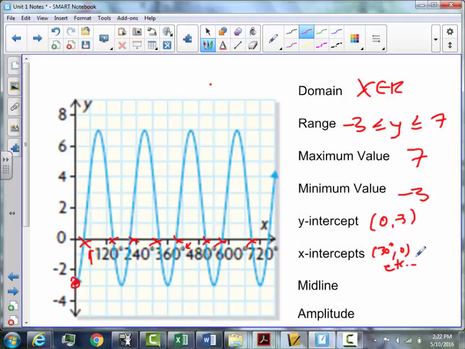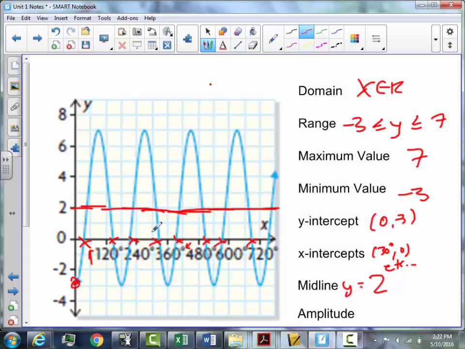Okay, let's try to find that midline. Anyone figured it out yet? 2. Yeah, I think so. Because what you need to do otherwise is take 7 and minus 3, add them together, which would be 4. Cut it in half, 2. Sometimes we write the equation y equals 2. Sometimes we write it as an equation, or you can just tell me that it's 2.